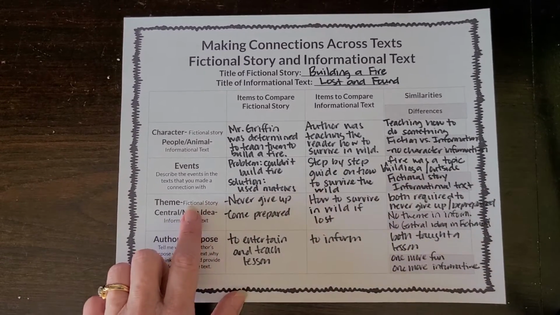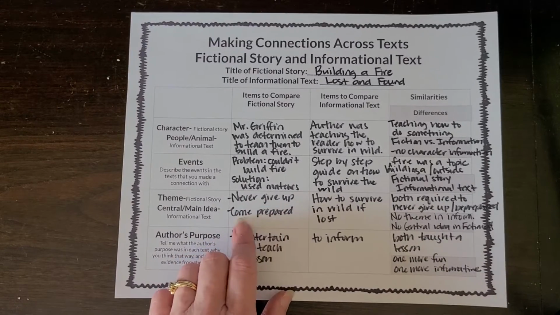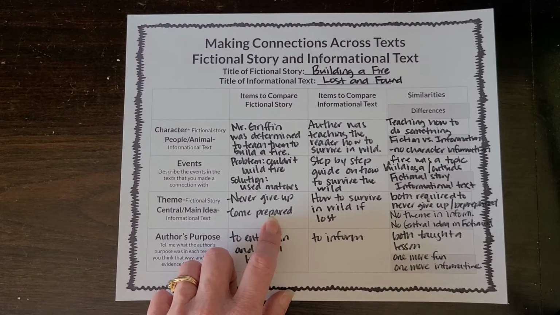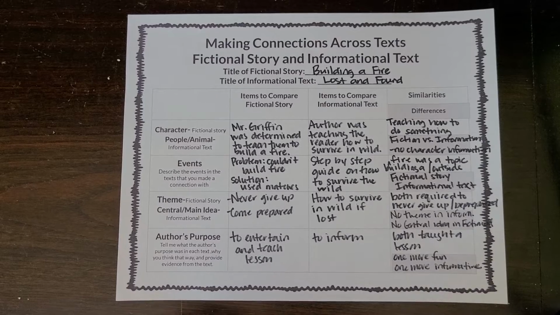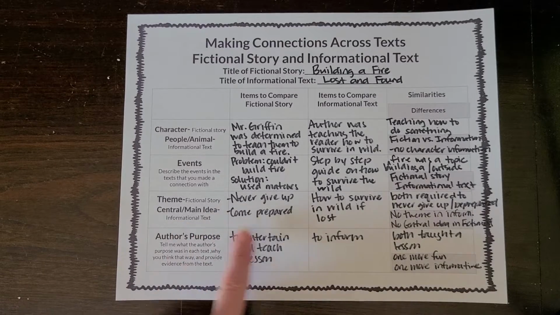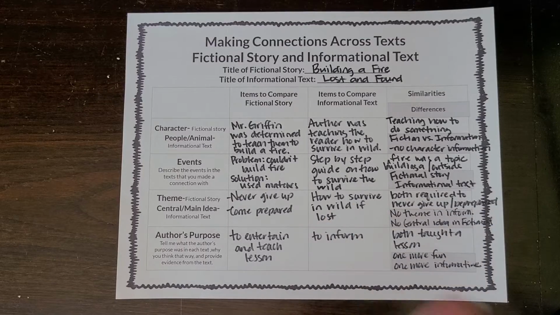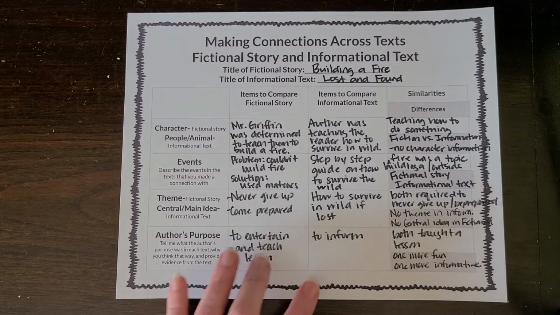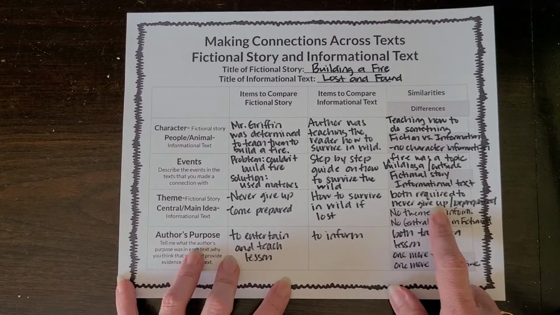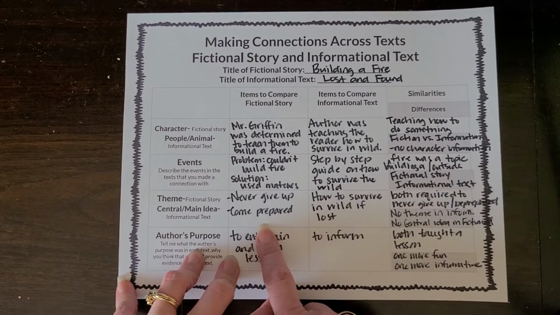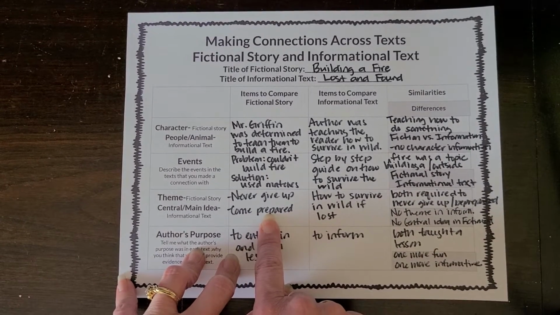Okay, so the theme in the fictional story was never give up and come prepared. Those were two of the lessons that I think were taught. And the main idea for the informational text was how to survive in the wild if you get lost. The similarities were both required to never give up, to be prepared. So this one, never give up and be prepared, was the lesson.